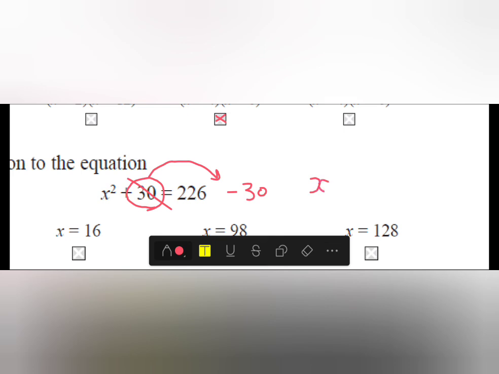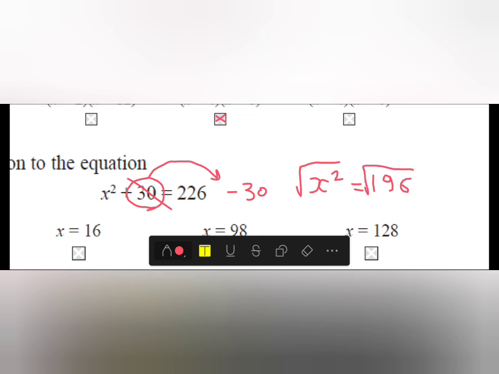So x squared equals 196. Now, because we have x squared and we want to get rid of the squared, what's the opposite of square? Very good. If we want to remove the square, we have to put the square root, because both of them are opposite to each other. So we have to put the square root here to find x. Very good. So square root here and square root here.